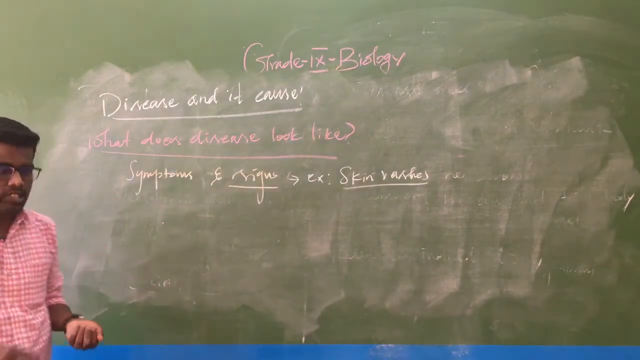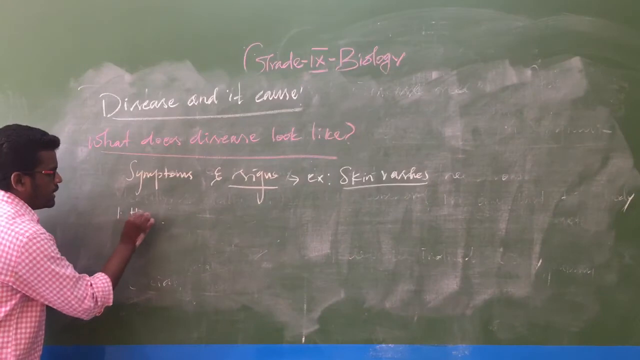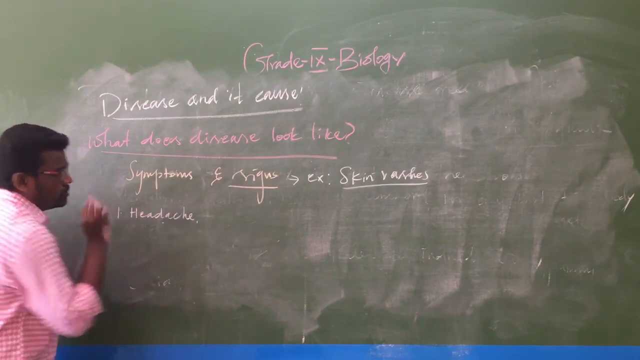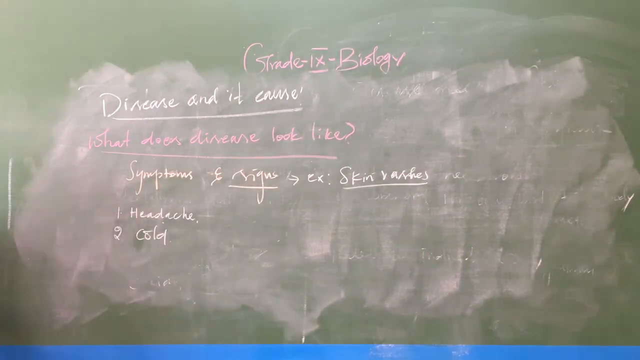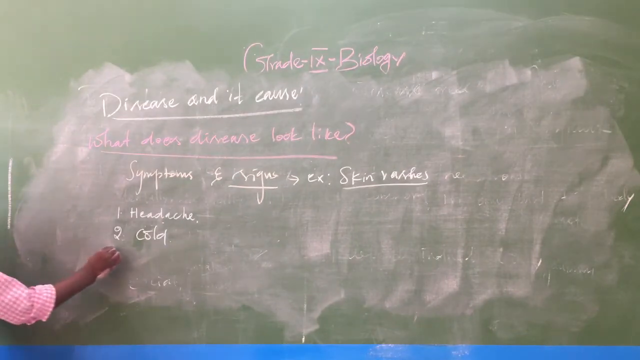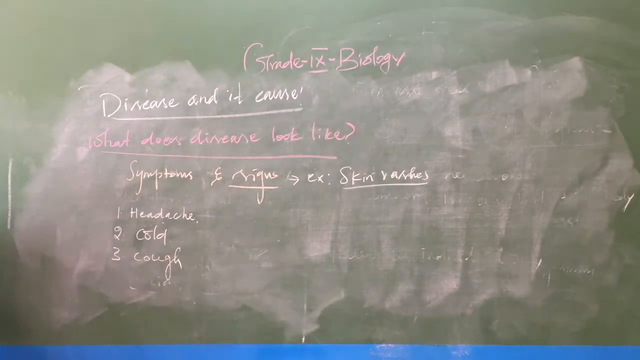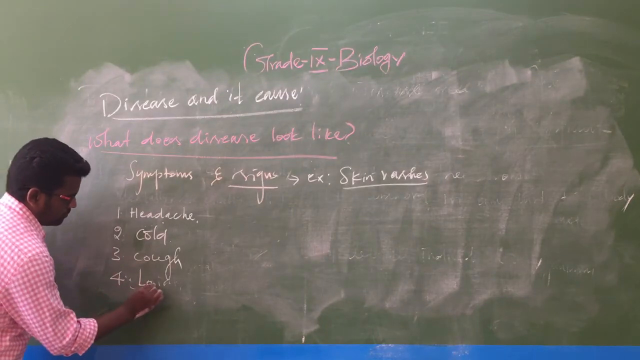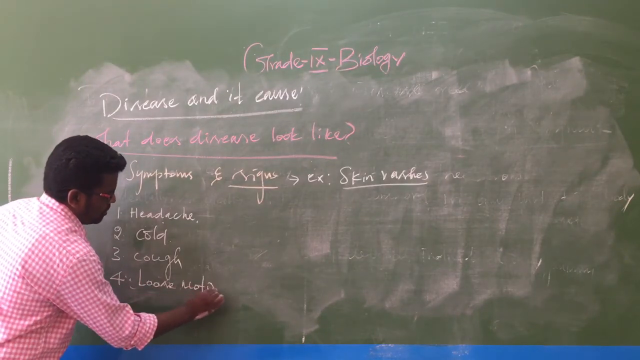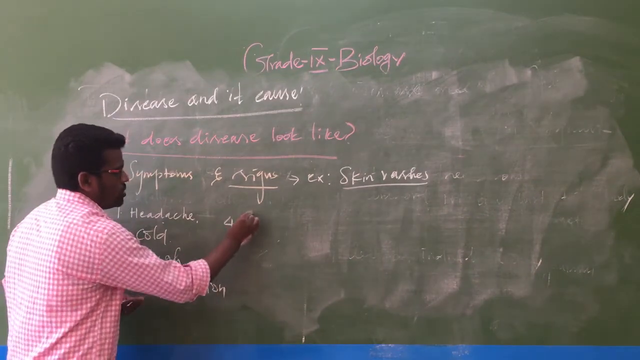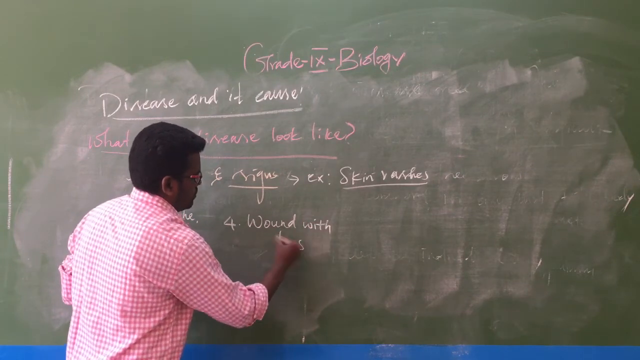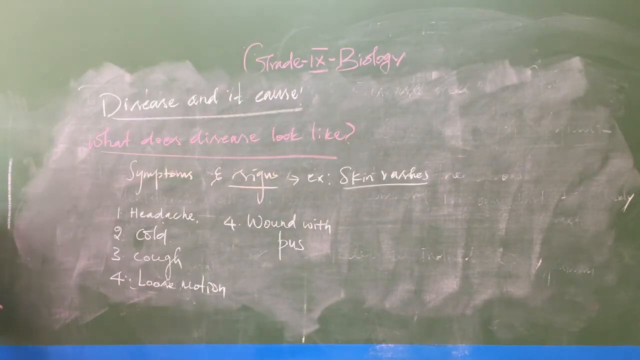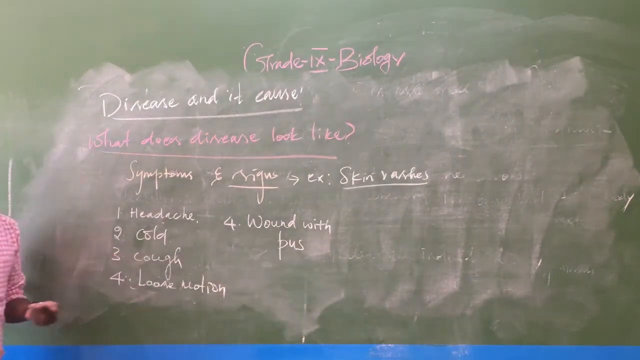Okay, there are various types of symptoms. The first one is headache, which is a symptom. Then cold is a symptom, and cough is a symptom. Loose motion is a symptom. And the fourth one is wound with pus, which is a symptom. So these are examples of symptoms.